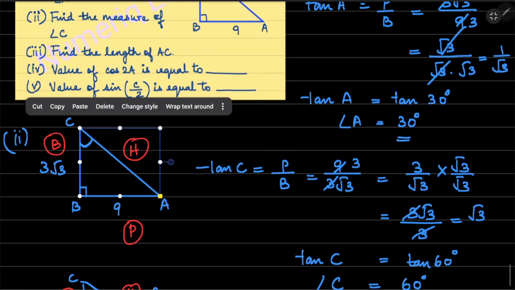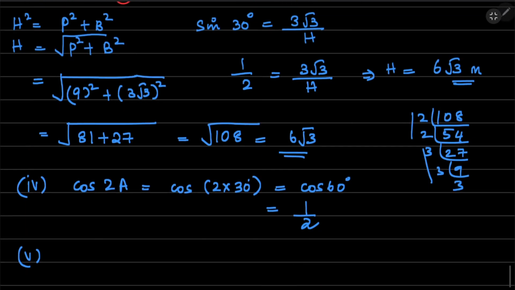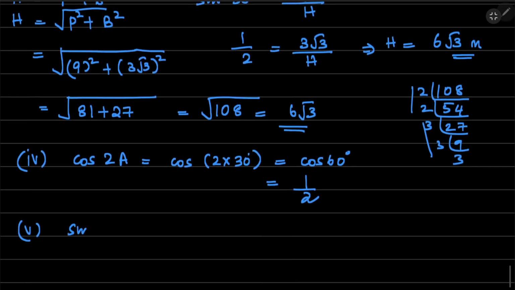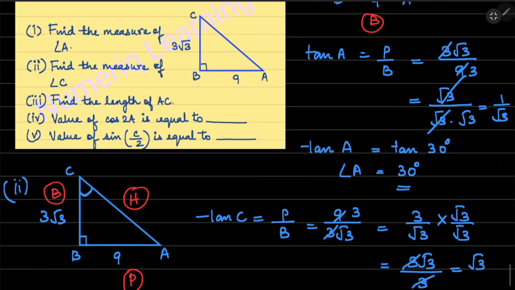Fifth question. What is the last question? You have to find sine c by 2. What is c? C is 60 degree. Okay. So sine c by 2 is nothing but sine of 60 degree by 2, which is sine 30. And what is sine 30? It is just 1 by 2. Okay, so we have done all these 5 questions very, very easily.